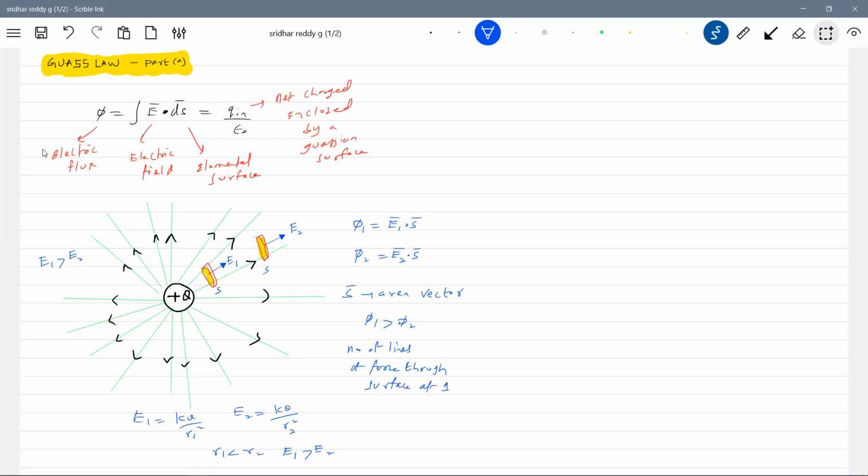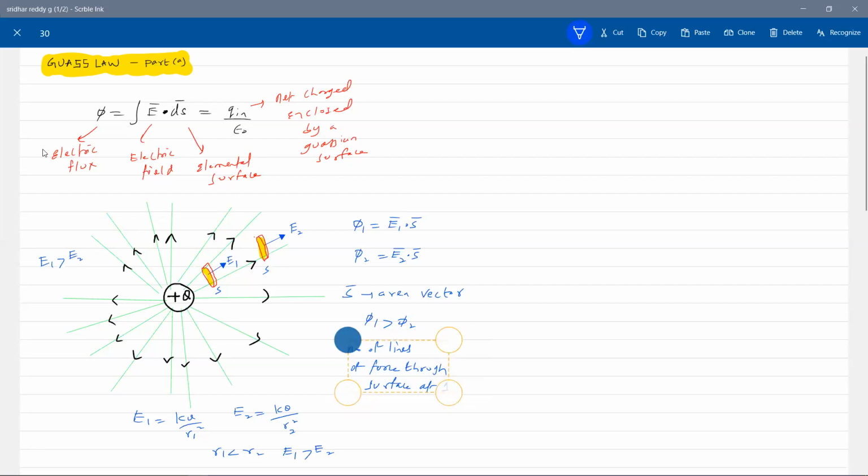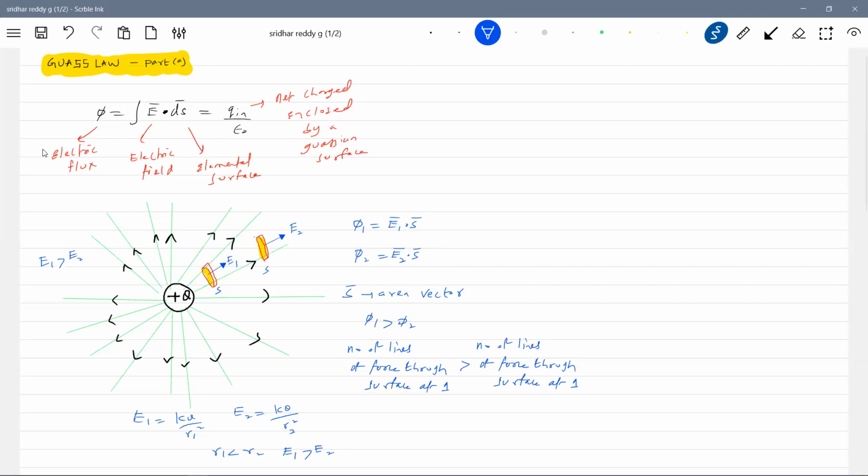The number of lines of force at surface 1 is in fact greater than the number of lines of force at surface 2. Tell me, which one? I think this is the best method, no? To express the number of lines of force.